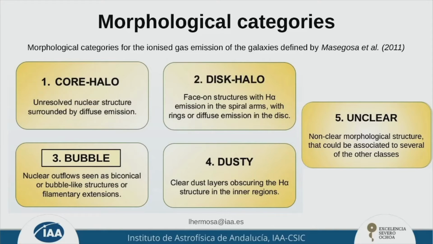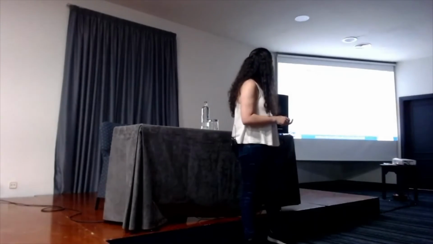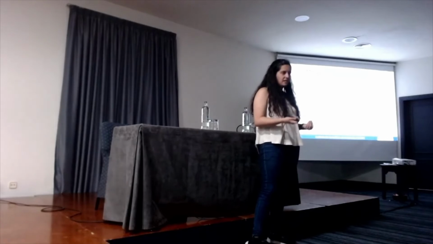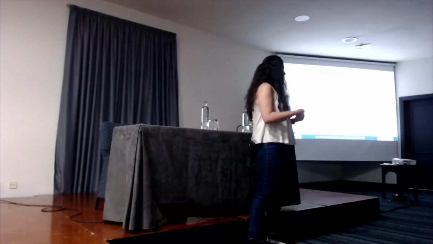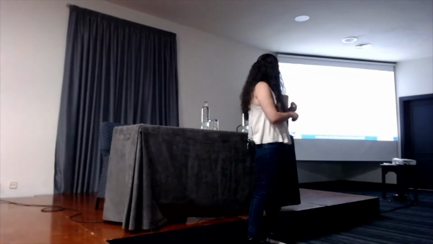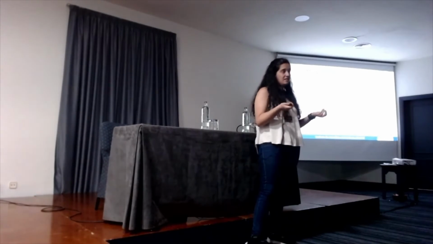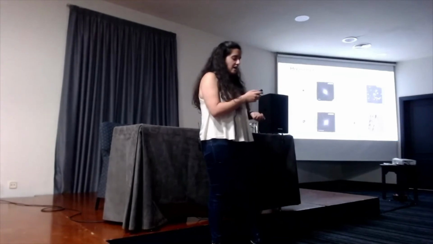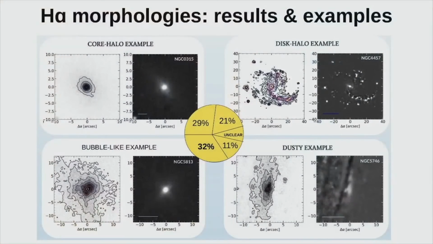Then dusty, which is essentially when we have a dust lane covering the center of the galaxy, and then we cannot actually say much about the morphologies. And whenever we couldn't firmly put any of these 4 categories on a galaxy, we define a 5th one, which is the unclear one. That essentially is for all the dubious cases. So here you have some examples for each category.